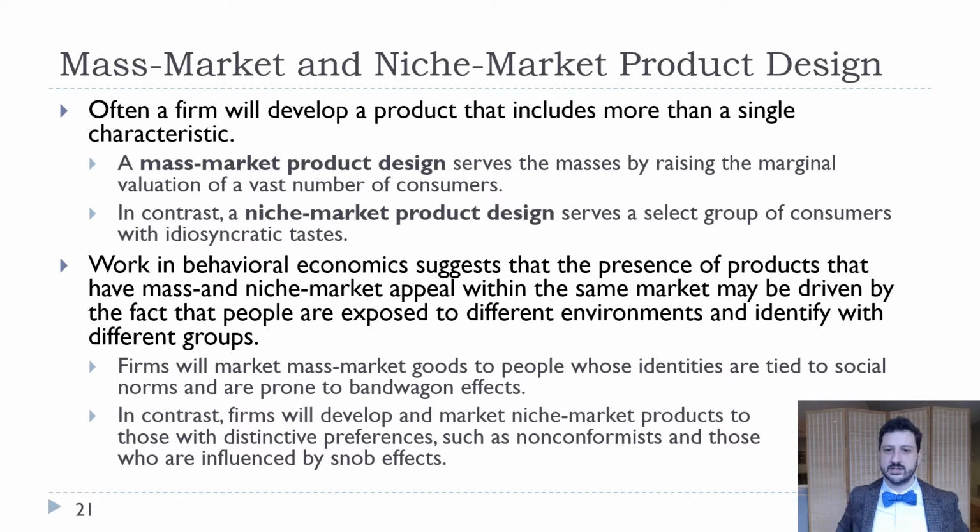And behavioral economics says a lot of that might have to do with how people are choosing their product, right? And so mass market goods go to people who want to have the same thing and are prone to bandwagon effects, or it might not even be so much bandwagon effects as network effects. And then firms will have niche market products for those who have distinctive preferences. They might want, I'm not the same as everybody else, I'm a nonconformist, or who are influenced by snob effects, right? And so if you can convince people that something is better, even if it doesn't have a higher cost, then you can increase the price and increase your profits. And we can all think about products that fit both of those categories.